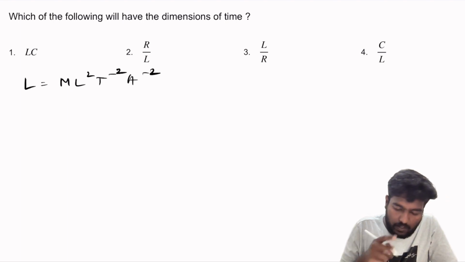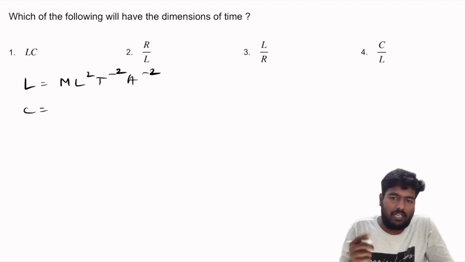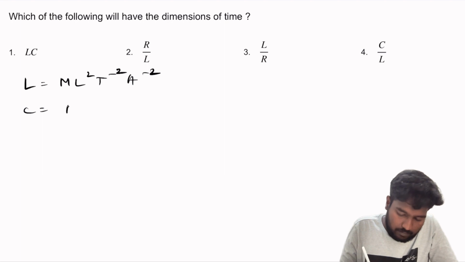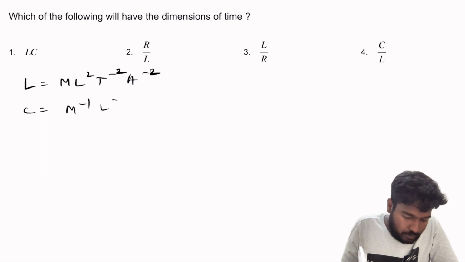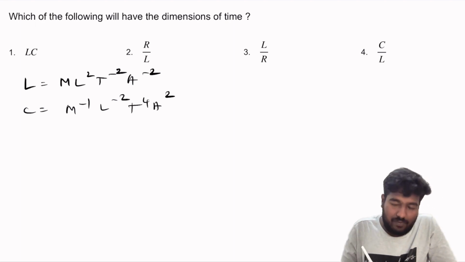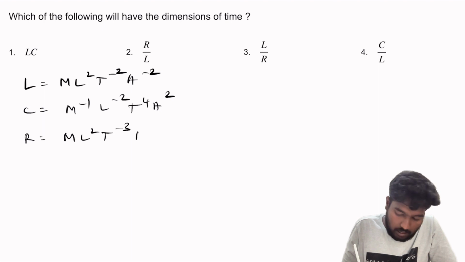Okay. Capacitance has dimension of, voltage is energy per charge. Capacitance is charge per energy, I think. Okay. So M minus 1 L power minus 2 T power 4 A power 2. So resistance is V equal to IR, or R equal to V by I. Yes. So resistance we will have M L square T power minus 3 A power minus 2.